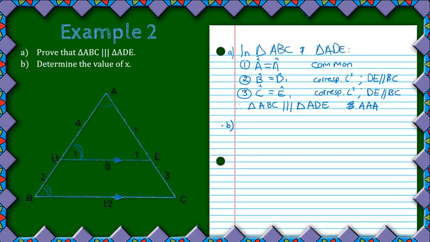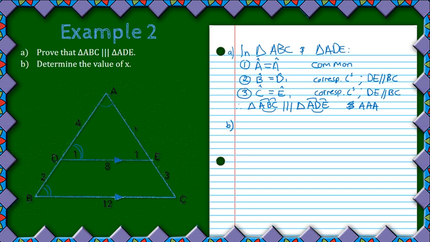Alright, then for B, determine the value of x. That we've done in the previous example as well. Since we now know that these two triangles are similar, we can use the proportion, and we have established that these are in the right order, ABC, ADE, yes. So therefore, AB over AD is equal to BC over DE, and equal to AC over AE. Now the X is the AE side.